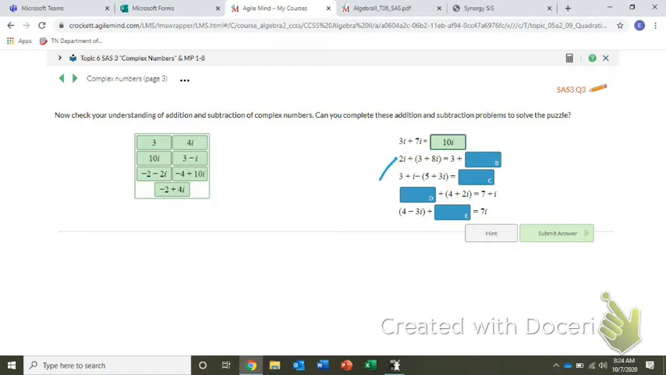All right, the next one. I'm going to write it out down here at the bottom. So we have 2i plus 3 plus 8i. When you write a complex number, the i always has to come last. You can never put the i first. It will count it wrong. It has to be a plus bi or a minus bi.